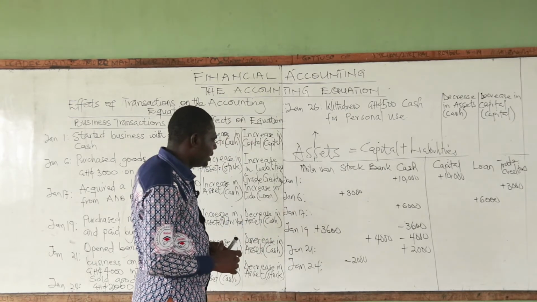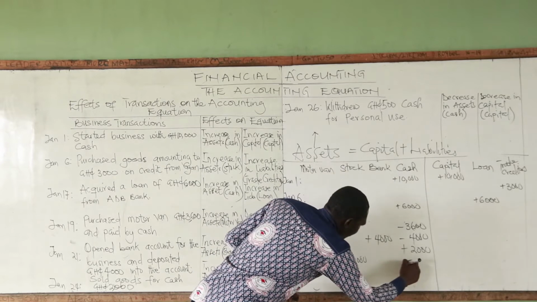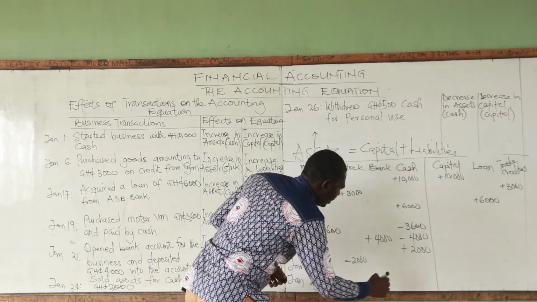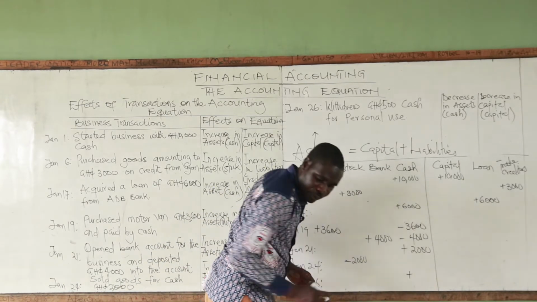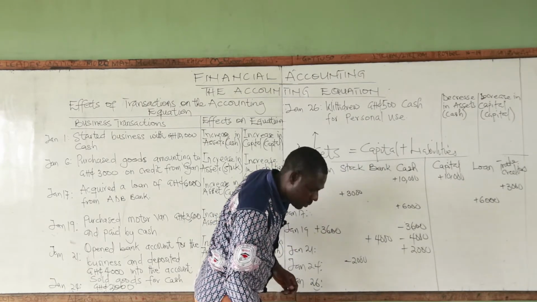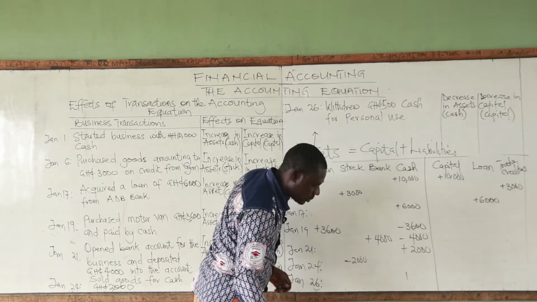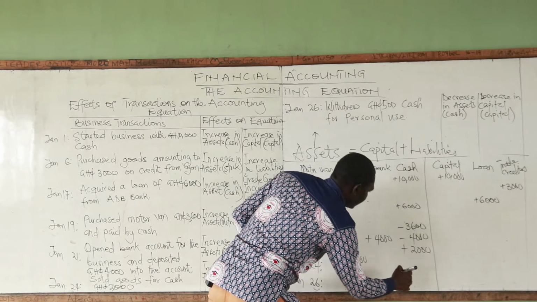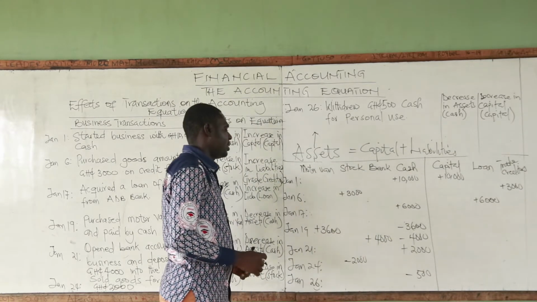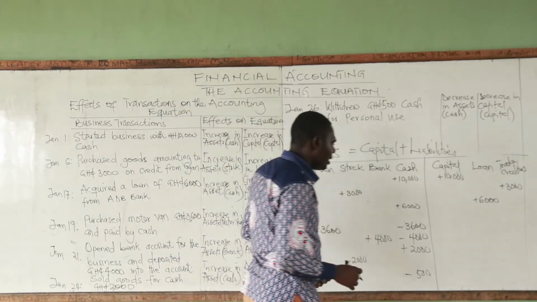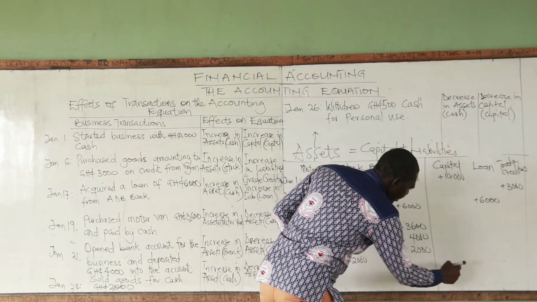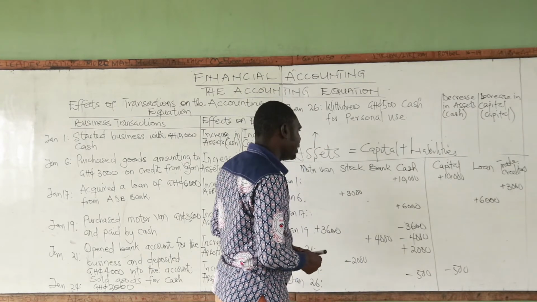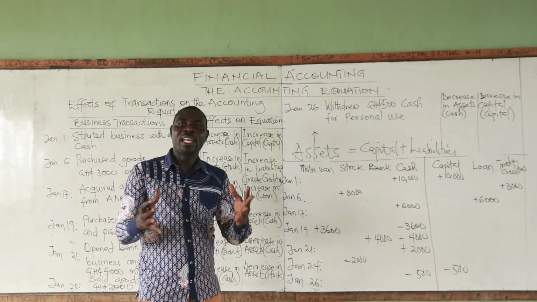So let's go and see the decrease in cash, which will happen on January 26. Okay, decrease in cash, the amount is 500 Ghana cedis. Okay, and we are saying that the capital of the owner will also decrease by an amount of 500 Ghana cedis.